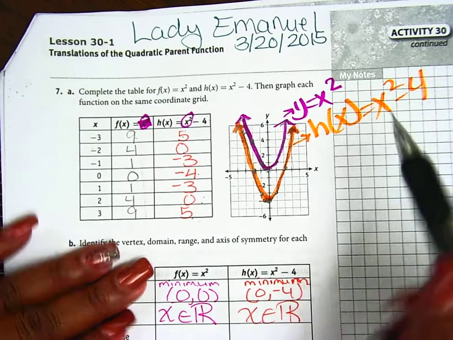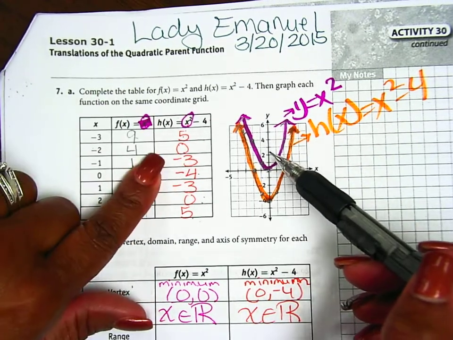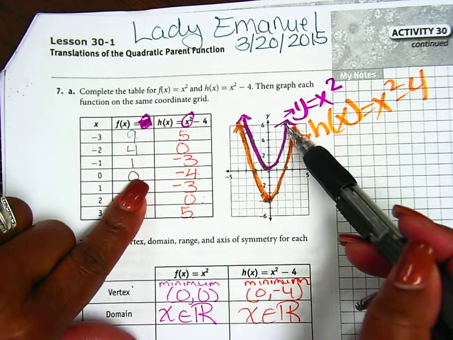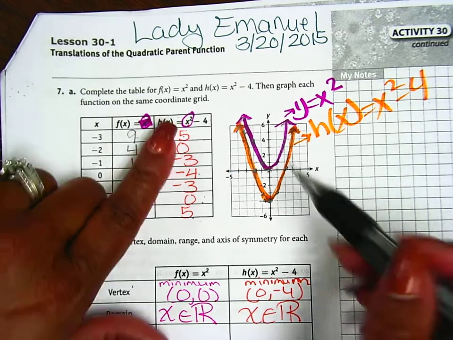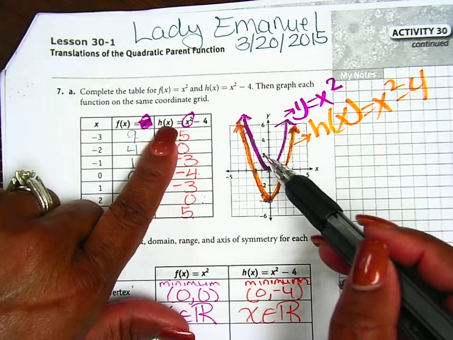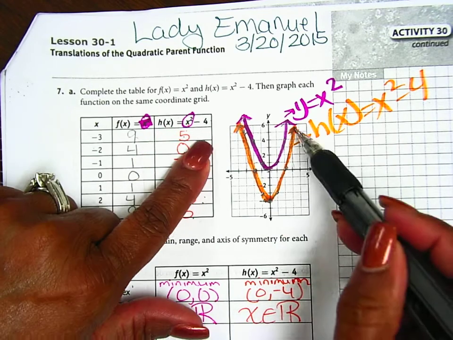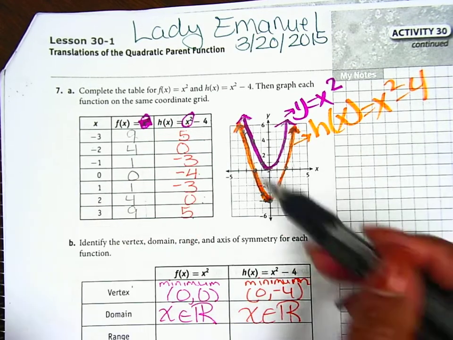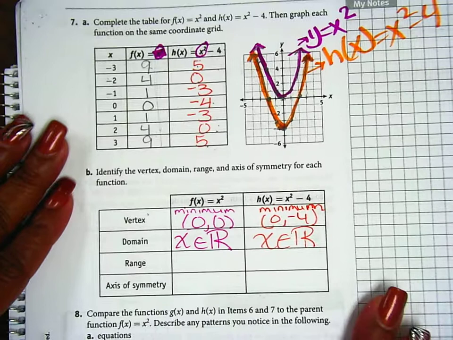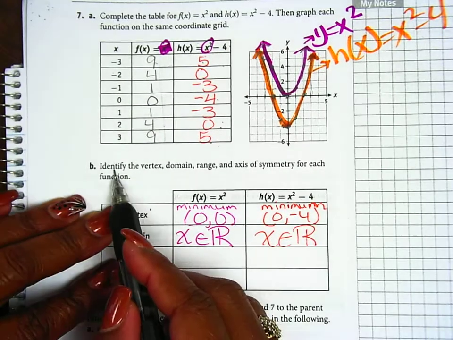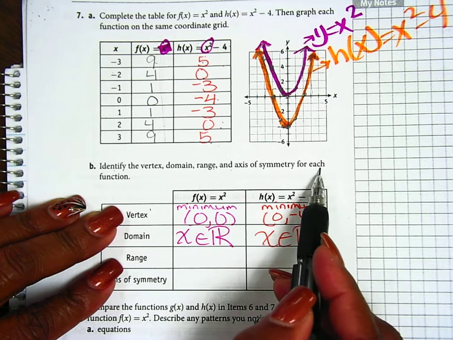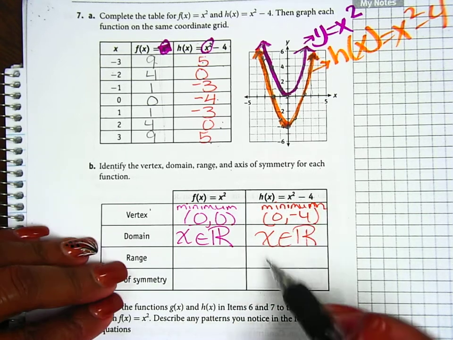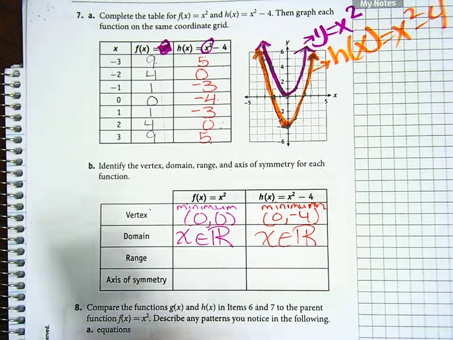Continuing on. Remember, here we used the table of values to graph the parent function f of x equals x squared for the quadratic. Then we used the table of values to graph h of x equals x squared minus 4. So we have our two graphs. Here in part B, it told us to identify the vertex, domain, range, and axis of symmetry for each function. So here's the table. Here's our parent function.